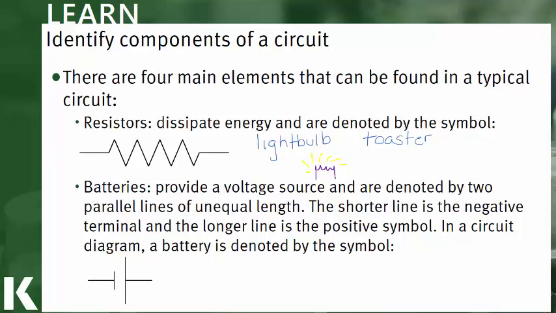In toasters, whenever you have current running through the heating elements, they start to glow red. They dissipate energy as heat that you can use to toast your toast.